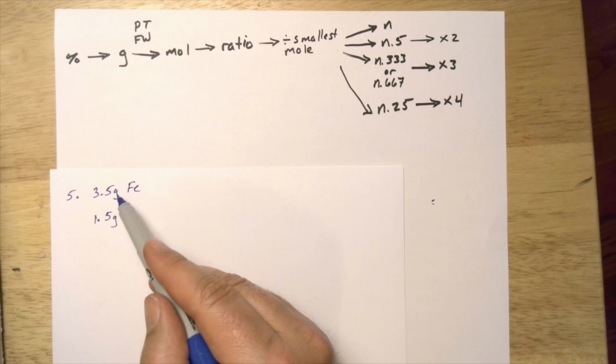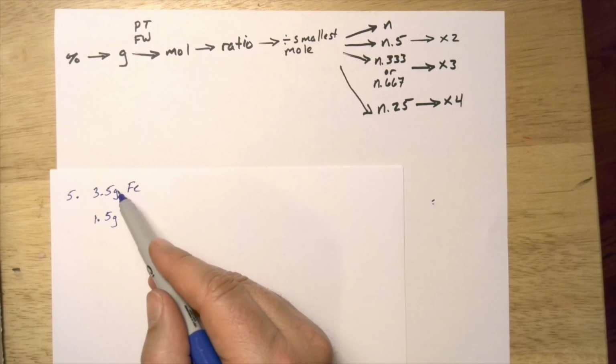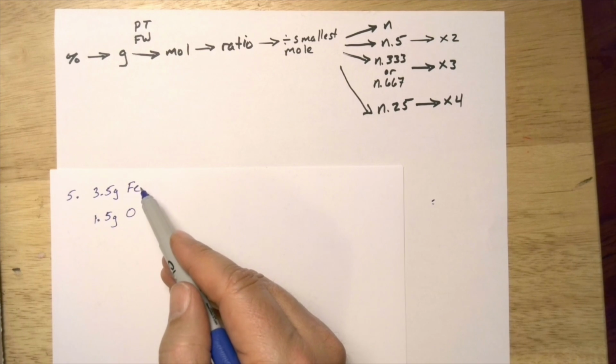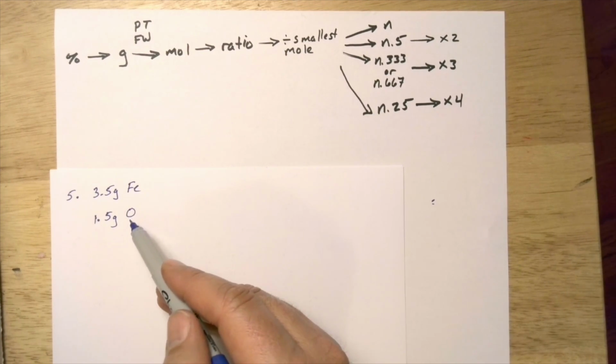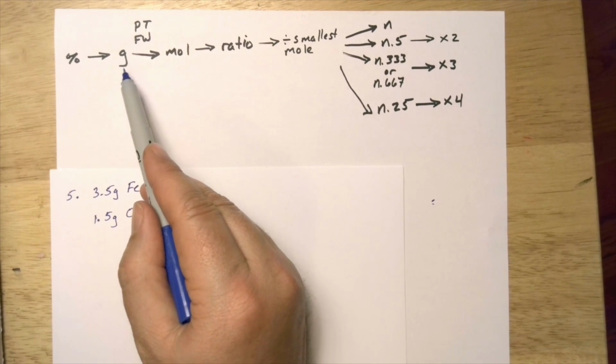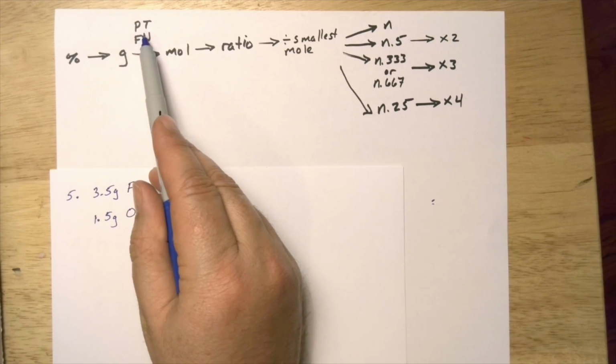Now here's another situation where we don't have percentages, and this does not have to be 100. We just have a compound that's made up of this much iron and this many grams of oxygen. So we can start right here on this flow chart. We need to go from grams to moles, so we need to use the information from the periodic table.